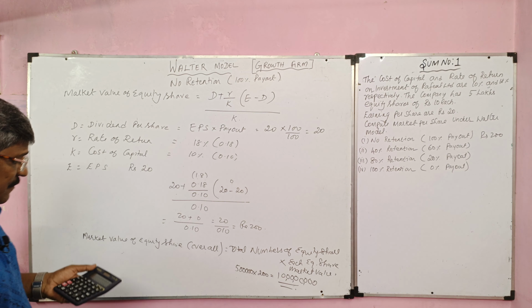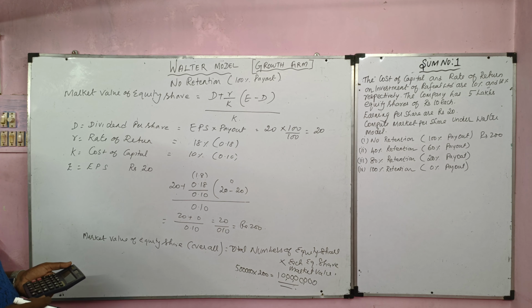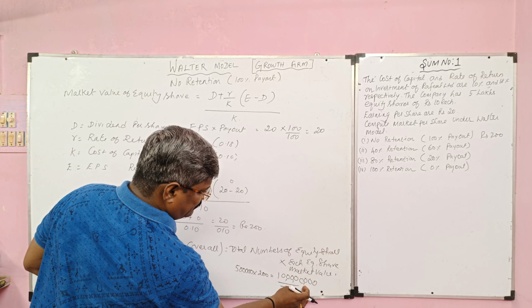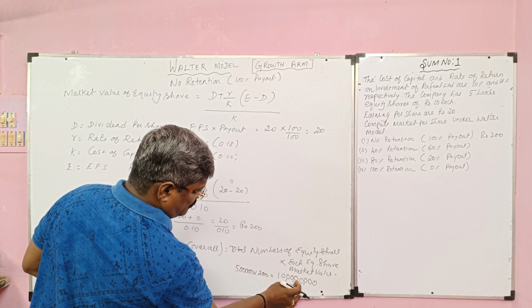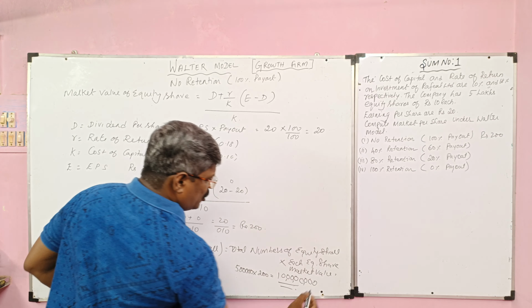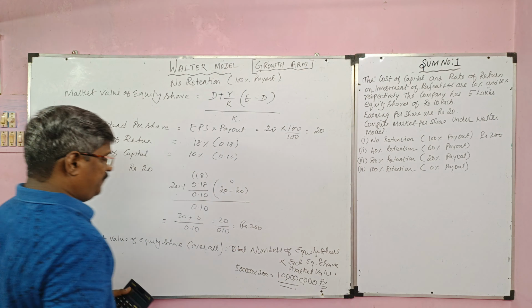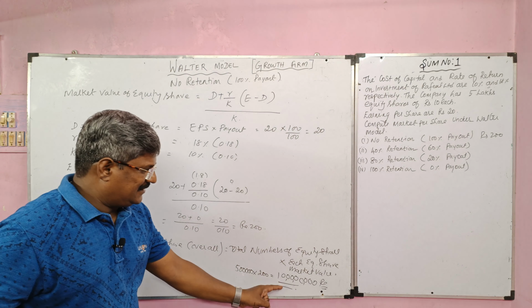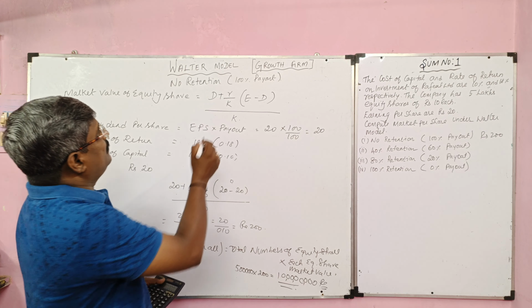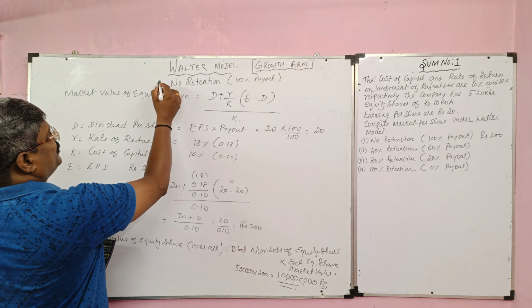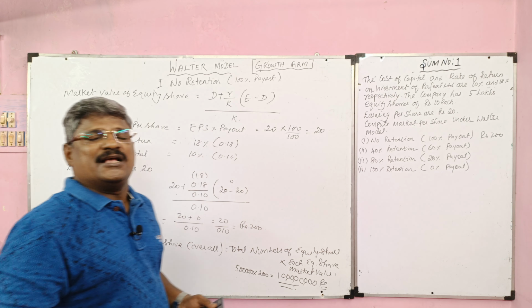So the market value of overall equity share is 1, 10, 100, 1000, 10,000, lakh, 10 lakh, crore, 10 crore. So the overall value of equity share is 10 crore when payout ratio is 100%. Now we completed situation 1. Now we'll move to situation 2.